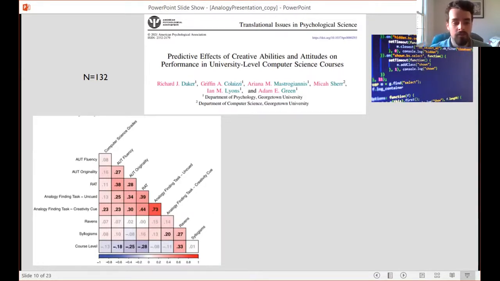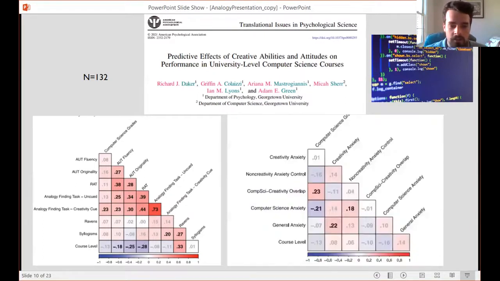We also included this analogy matrix task, with a condition where they were not cued to think creatively and a condition where they were cued. We also had Raven's progressive matrices, syllogistic reasoning, and we looked at their course level, whether it was introductory or upper level. Out of all of these variables, the only one that predicted grades was performance on the analogy finding task when participants were cued to think creatively.